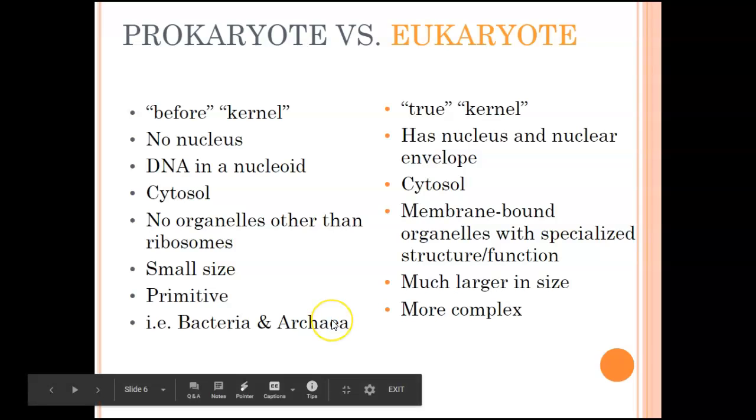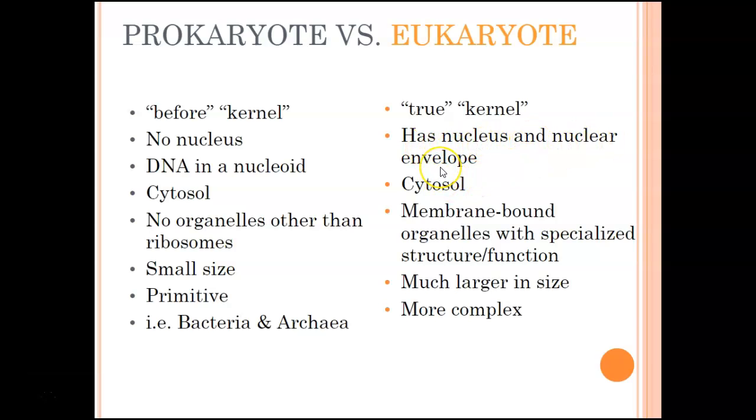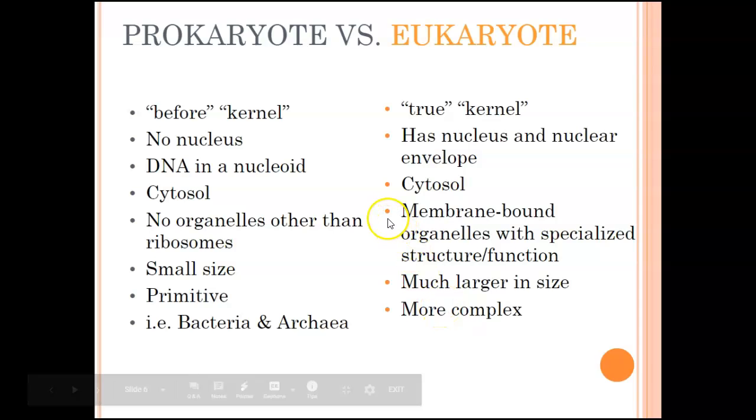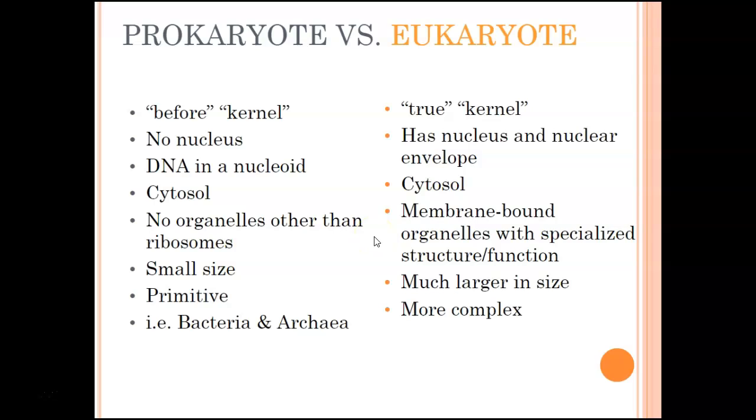Compare that to a eukaryote, which has a nucleus and a nuclear envelope or membrane. There are many different organelles in a eukaryote, as we'll see very shortly. They're larger, more complex, and are considered more advanced than a prokaryote. Examples are plant and animal cells, which we will view in this slide deck.